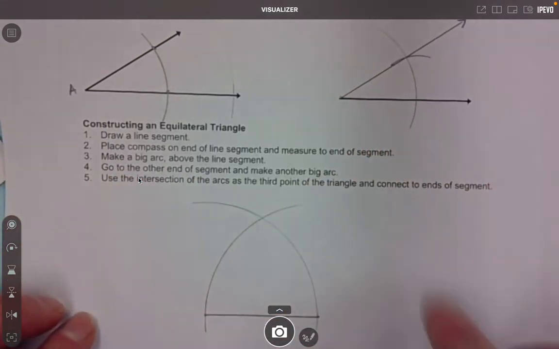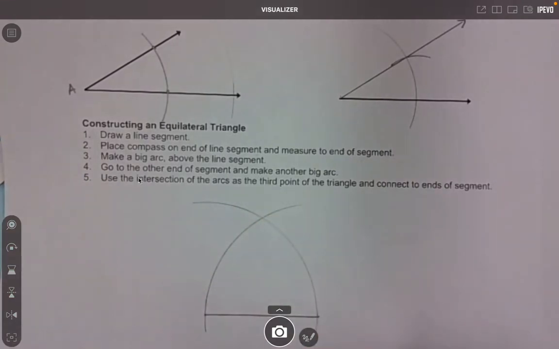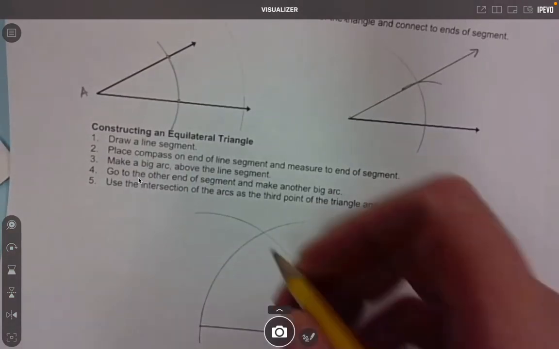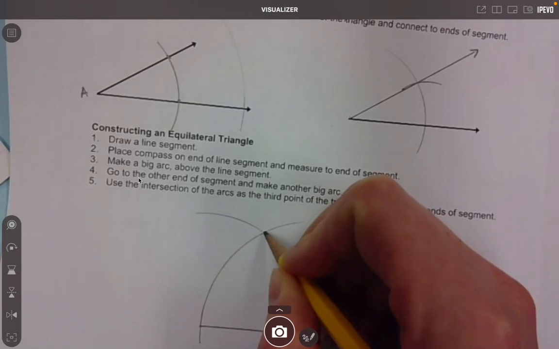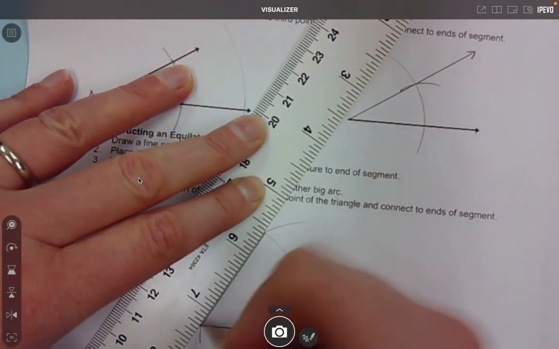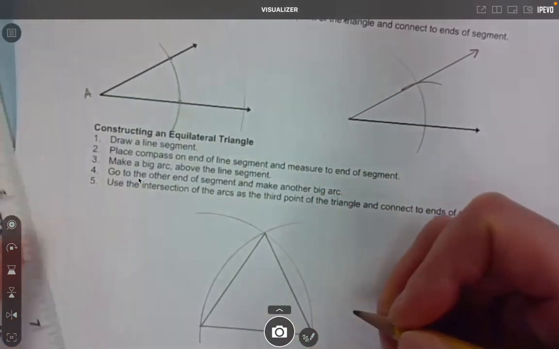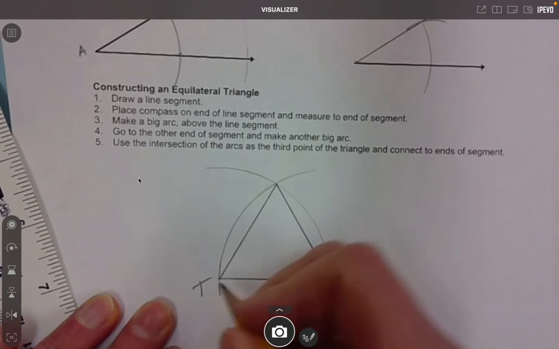Where these intersect, that's going to be the third point on my triangle. So I'm going to draw this intersection, line that up with one end of my segment and with the other end. And there I've got my triangle. We'll call it triangle TRI.